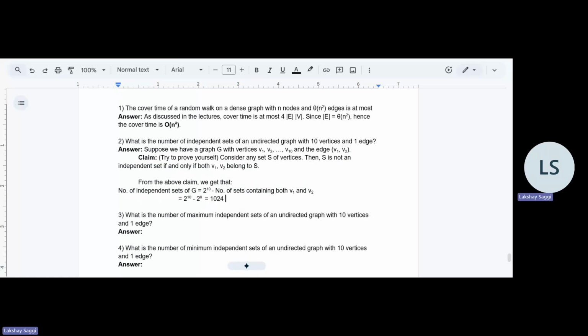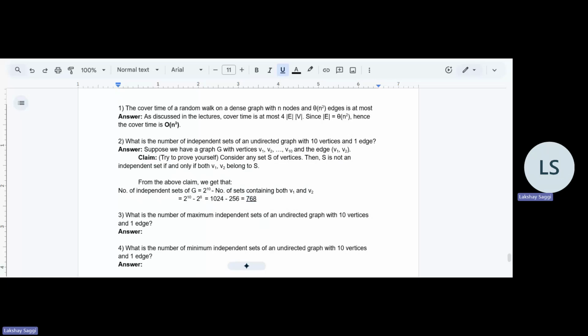So 2 to the 10 is 1024, 2 to the 8 is 256. So this is just 1024 minus 256, which will be 768.